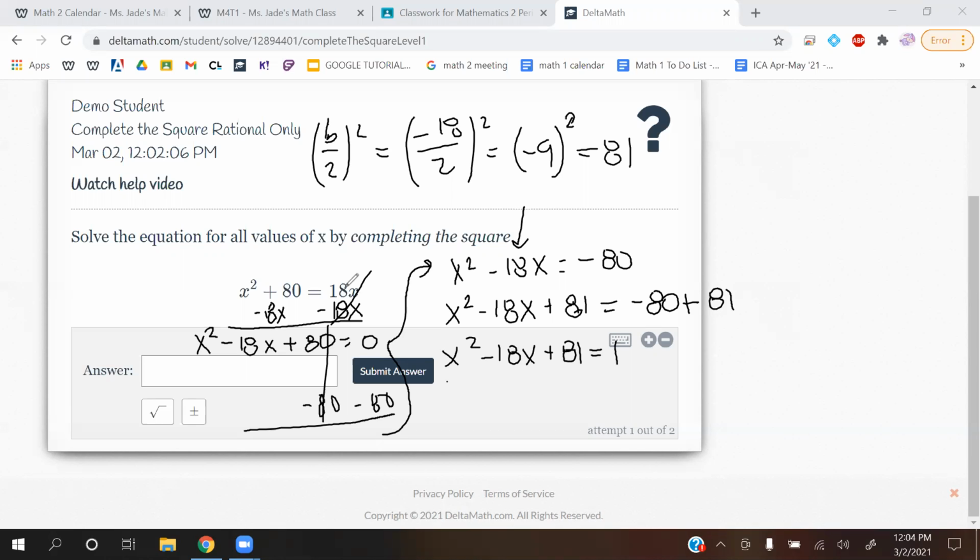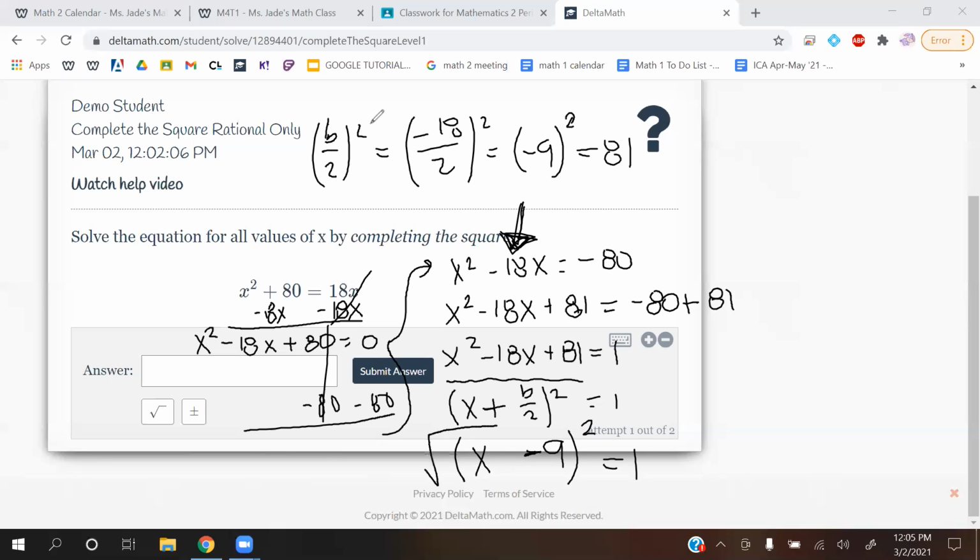All right, let's rewrite this part as x plus b over 2 squared. So x plus, what is our b value? Remember, our b value is negative 18. So if it's negative 18 divided by 2, b over 2, is negative 9. So remember, when we have x plus negative 9, that's the same thing as x minus 9. So we have x minus 9 squared is equal to 1.